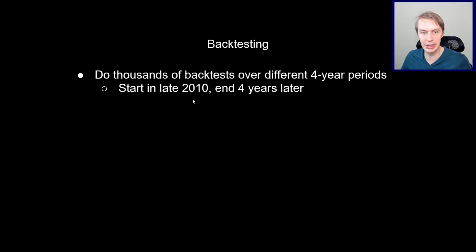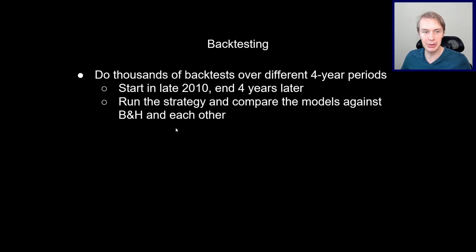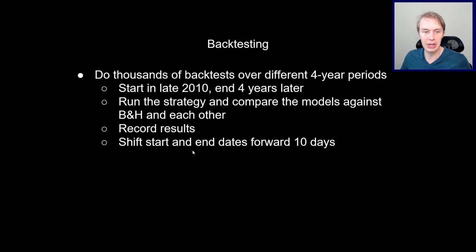So we're going to start in late 2010 like we did in the last one. But instead of just going through to the present day, we're going to end 4 years later. Then what we're going to do is just run the strategy and compare them against each other. So just run a backtest in that period. We're going to record the results. We're going to then shift the start and end dates forward by 10 days. The reason for this is that doing it every day is a bit excessive. Things don't change too much in one day.